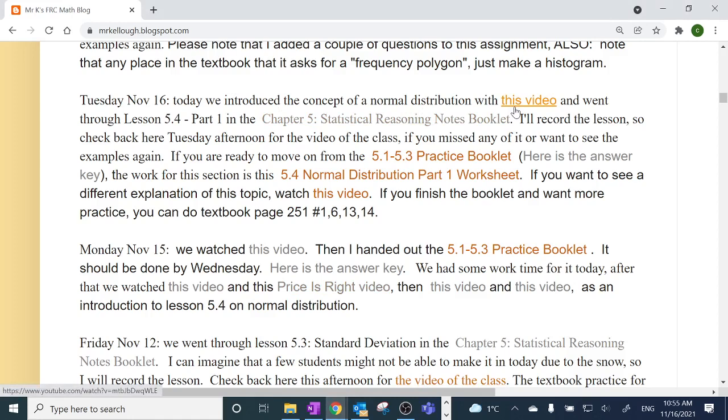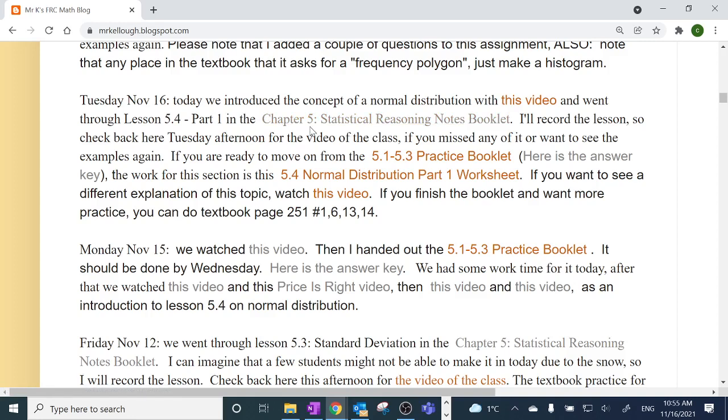And we'll start with a video. I'm not going to record us watching the video, so I'll pause this while we watch the video. And then people at home can just do it off the blog. And then we're going to do part one in the notes booklet. We might even get started into part two. We'll see how much time we have.